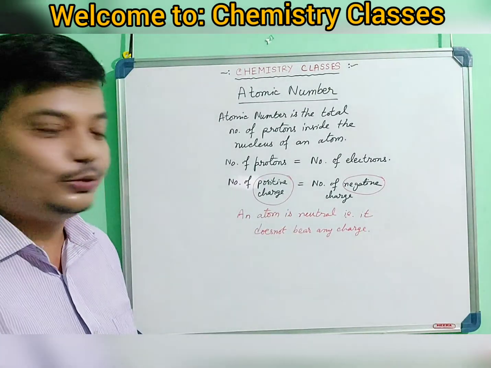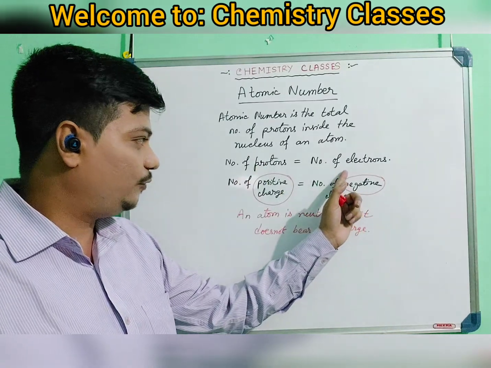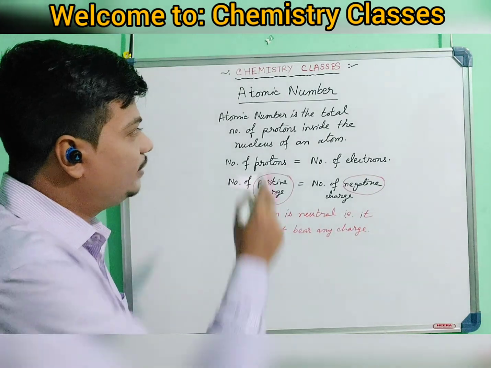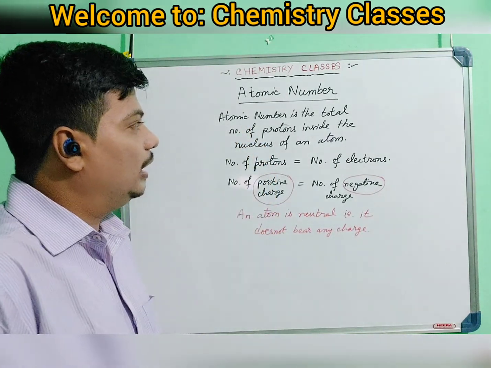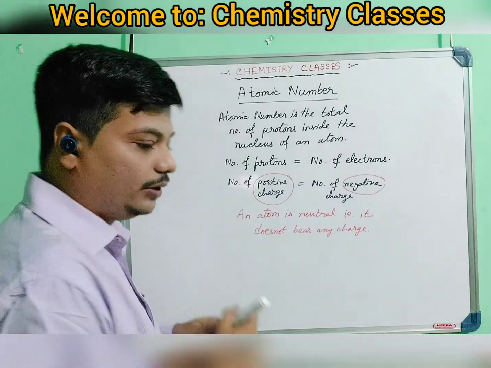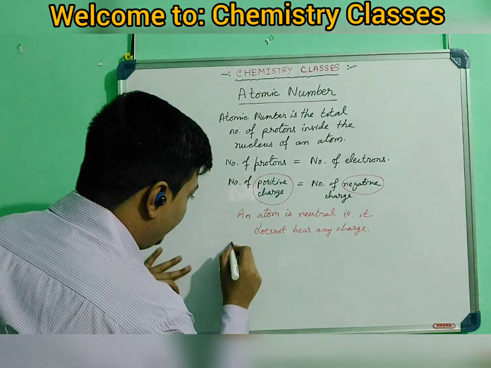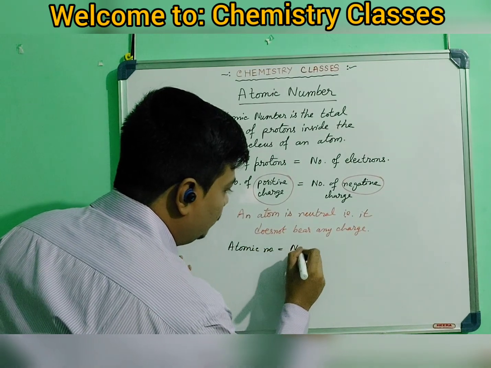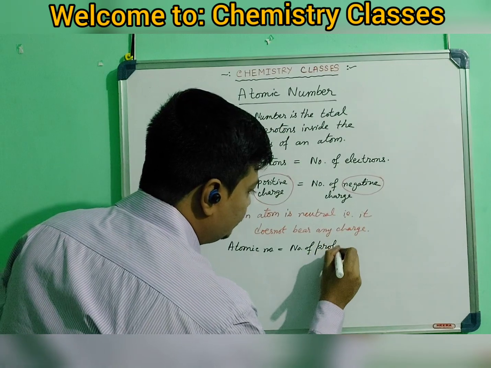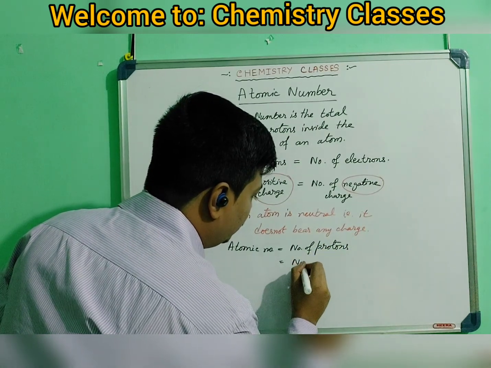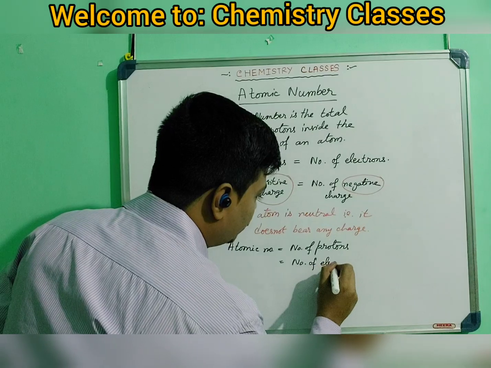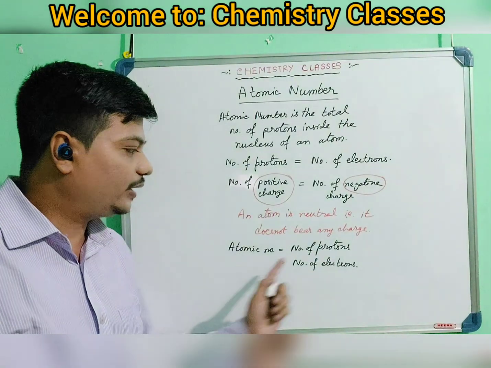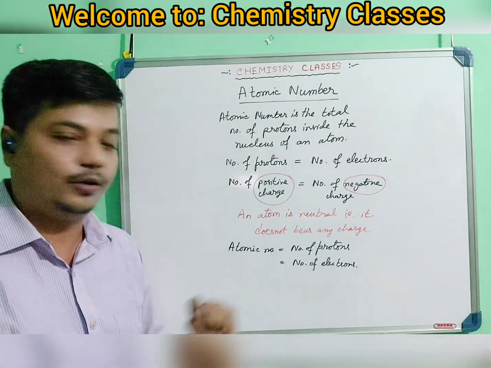The reason, I have already told you, is that the number of protons is equal to the number of electrons, or the number of positive charges is equal to the number of negative charges. Similarly, the atomic number is equal to the number of protons, which is equal to the number of electrons.